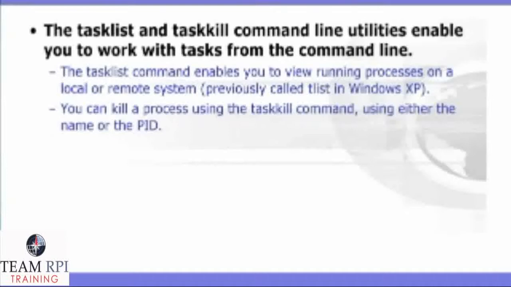The tasklist and taskkill command line utilities enable you to work with tasks from the command line. The tasklist command enables you to view running processes on a local or remote system, whereas the taskkill command will allow you to kill processes using either the name or the PID.